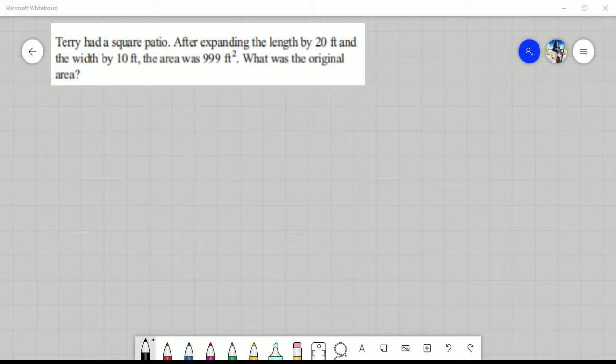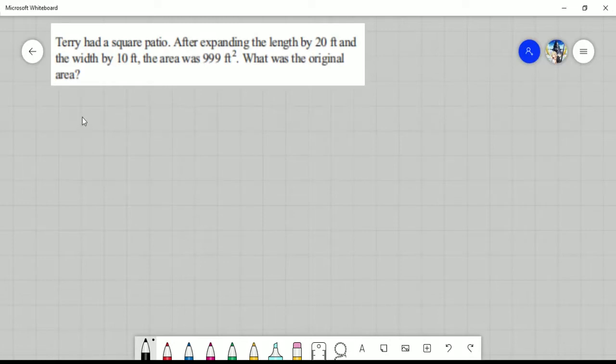So the first word problem that we have here: Terry had a square patio. After expanding the length by 20 feet and the width by 10 feet, the area was 999 square feet. What was the original area? So here we have this word problem, a square patio, and they're essentially asking us what was the original area of the original dimensions of the square patio. So we have a comparison type of problem.